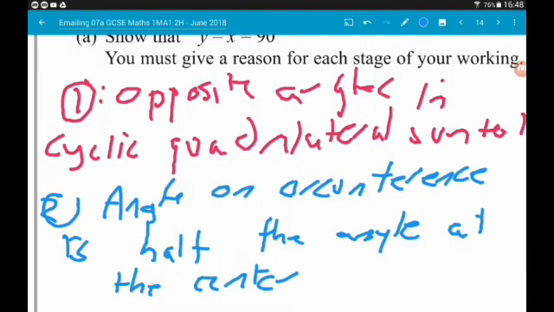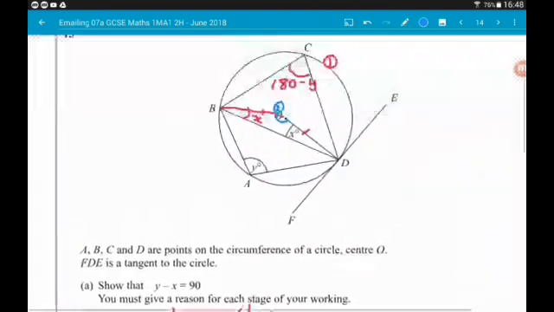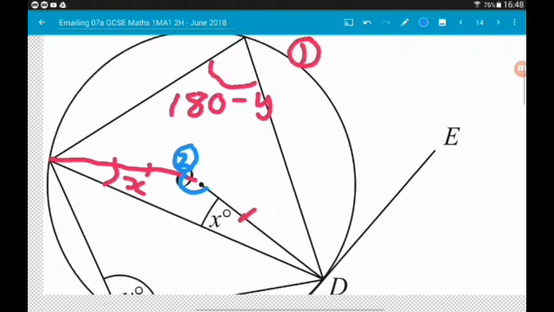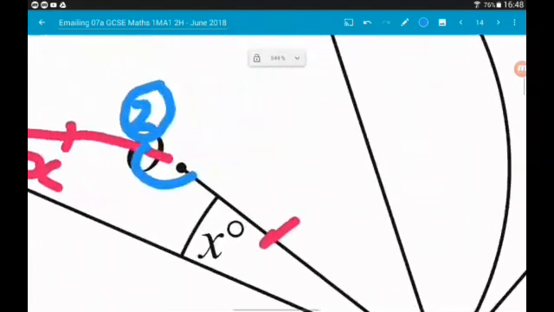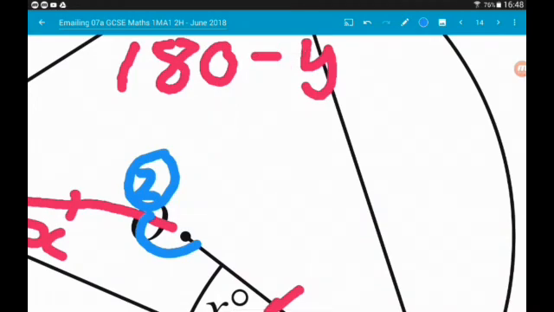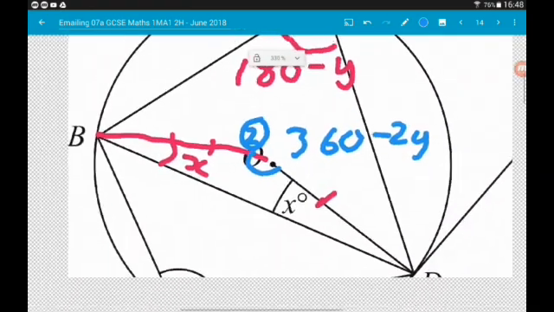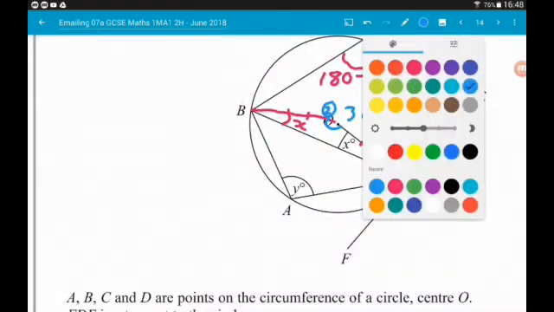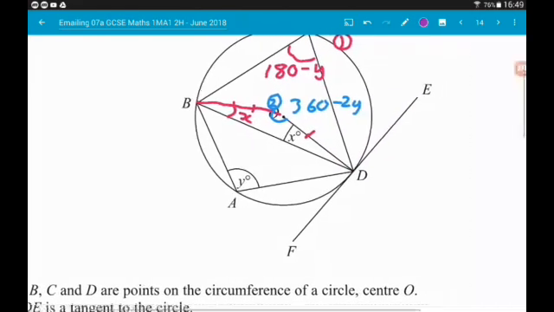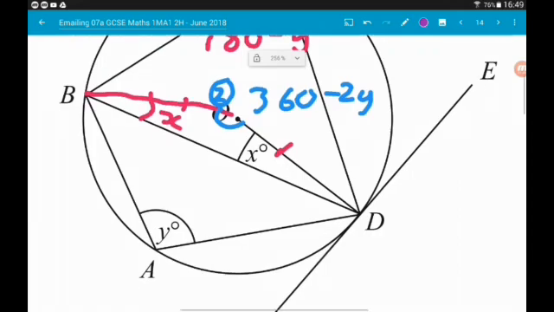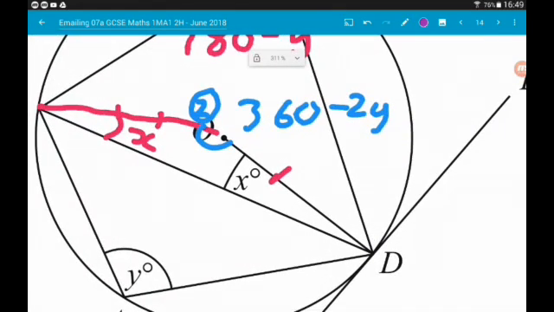So, if the angle of the circumference is 180 minus y, this blue angle in the centre is 2 times that. So 360 minus 2y. Now we know angles in a triangle add up to 180. So we now know that 2x add 360 minus 2y is equal to 180.